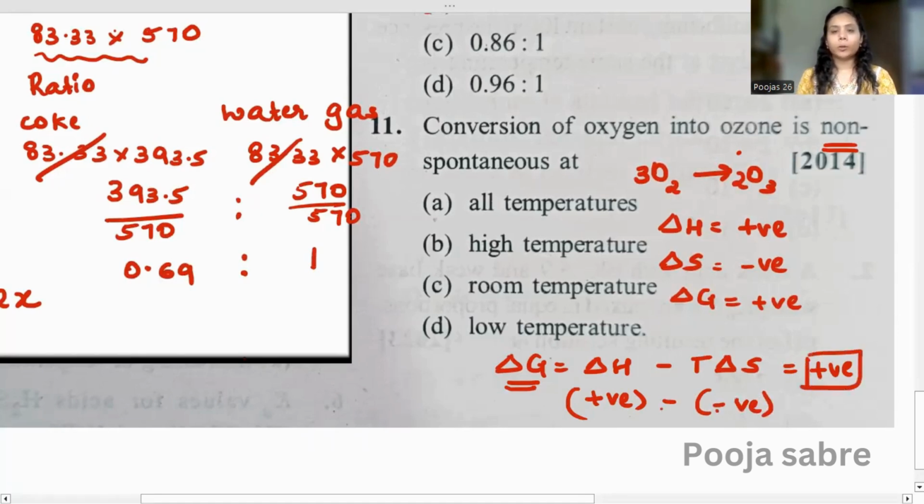And again, we have the knowledge of spontaneous and non-spontaneous. So delta G is positive for a non-spontaneous reaction. Okay. Next thing is, now delta G is non-spontaneous for all the temperatures. Always remember, it is for all the temperatures.